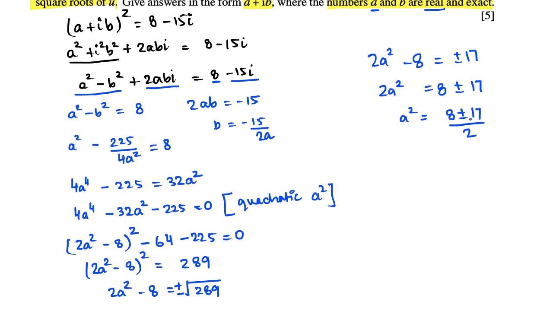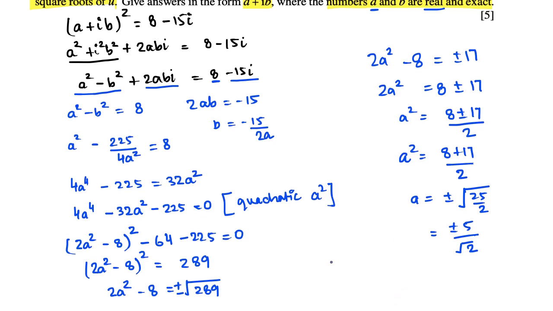So we will not have the negative value over here, because if we take negative 17, then 8 minus 17 will give us negative 9, which is not a possible value, because a square number cannot be negative when they are real numbers. So we have the possible value a² equals (8 plus 17) divided by 2. So a equals plus or minus root of 25 by 2, which further simplifies to plus or minus 5 by square root of 2.